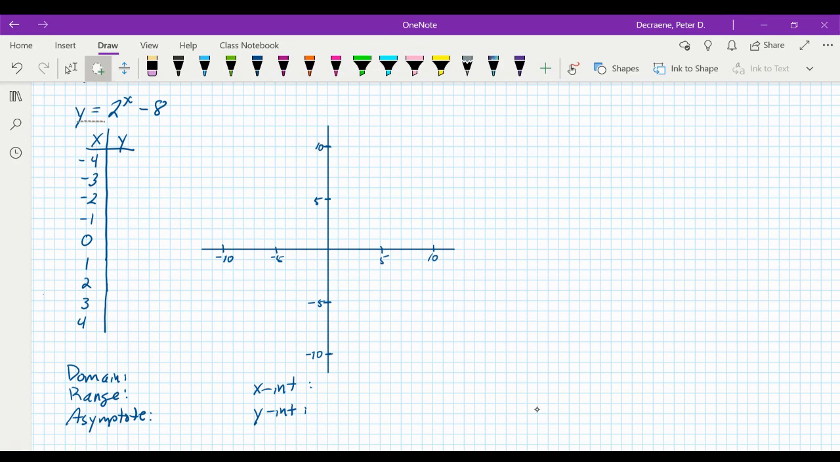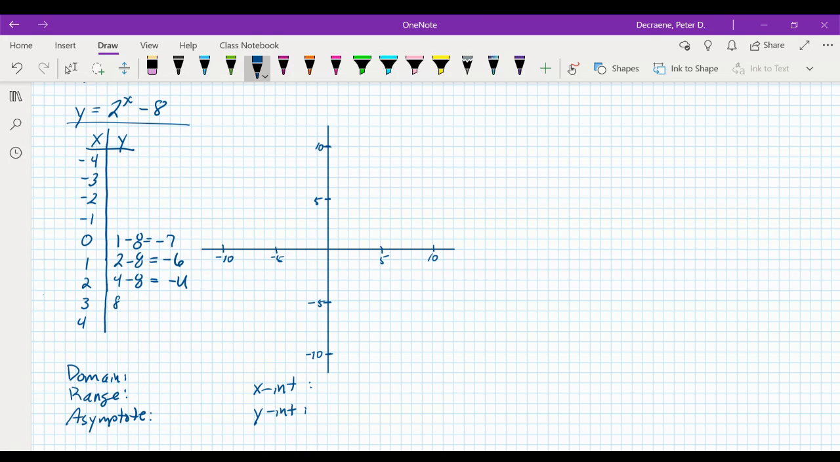We're going to start this one with y equals 2 to the x minus 8. So let's make a table of values. Let's start at 0. 2 to the 0 we know is 1, but then we take away 8, so that's negative 7. 2 to the first is 2, take away 8 is going to be negative 6. 2 squared is 4, take away 8 is going to be negative 4.